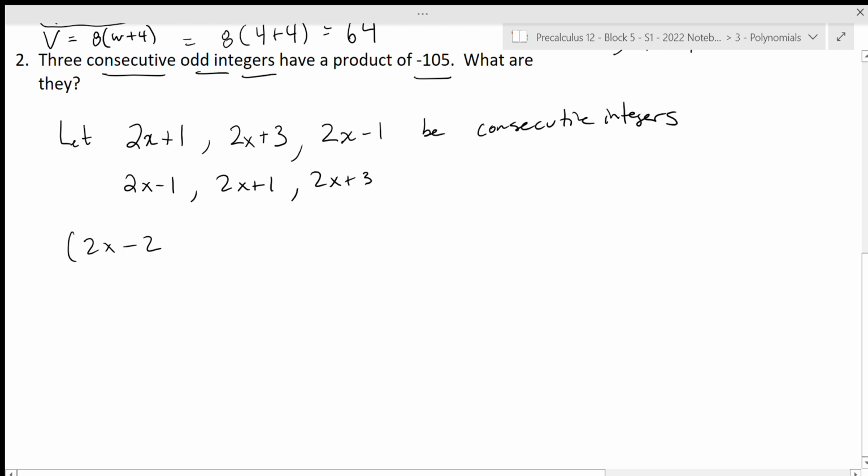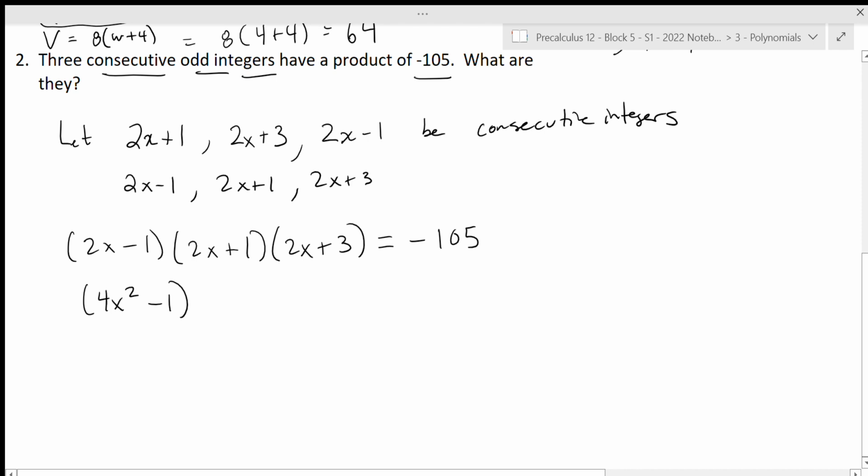So I'm going to write that the answer to multiplication. So I've got 2x minus 1 times 2x plus 1 times 2x plus 3 equals negative 105. And I'm going to have to expand all this out. Sorry, kiddos. So 2x minus 1 times 2x plus 1, thankfully, is 4x squared minus 1. Difference of 2 squares, times 2x plus 3, is equal to negative 105. I'm going to expand again, so I get 8x cubed plus 12x squared minus 2x minus 3, equals negative 105.